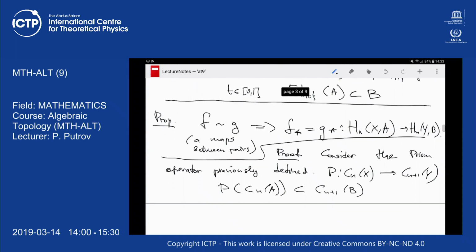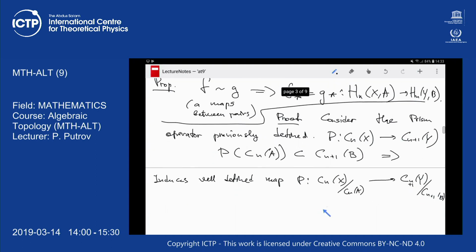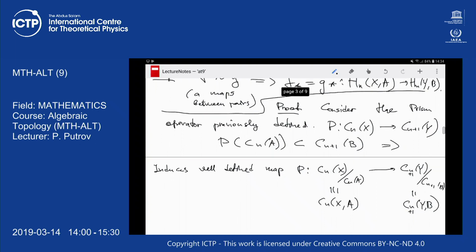And again, since we have a map satisfying this condition, it induces a well-defined map on the quotients, which is by definition the relative chains.